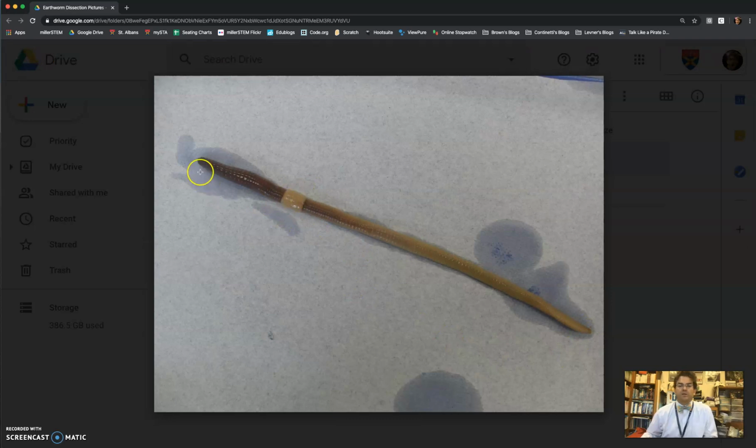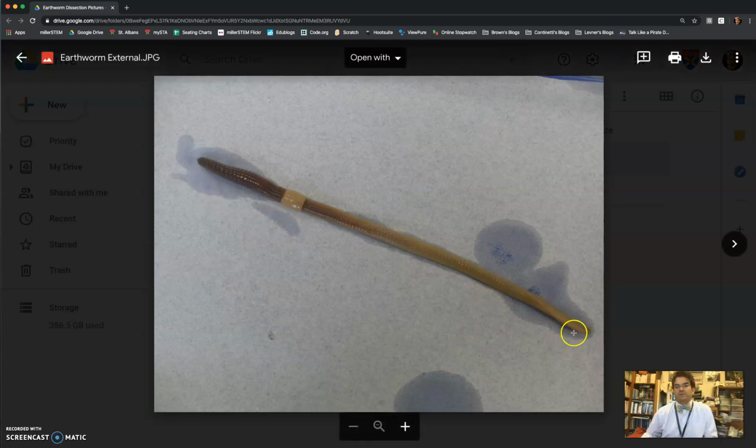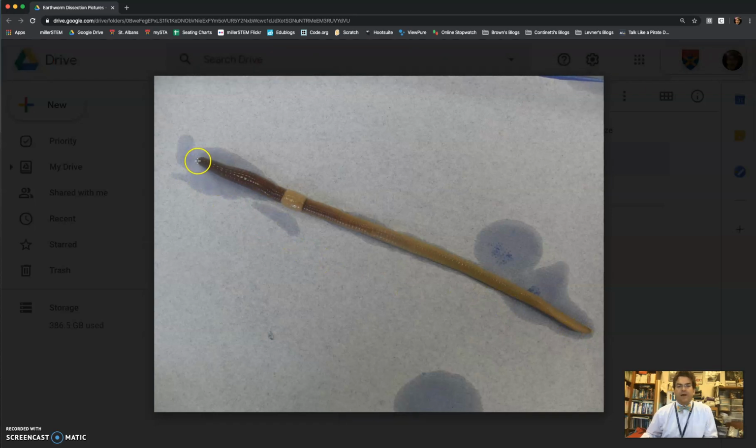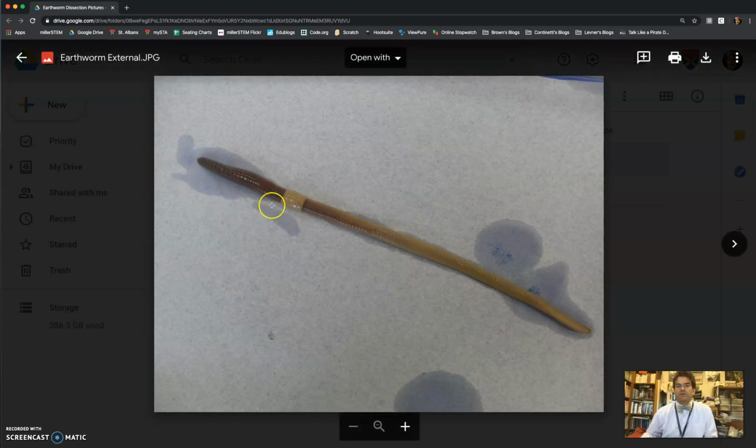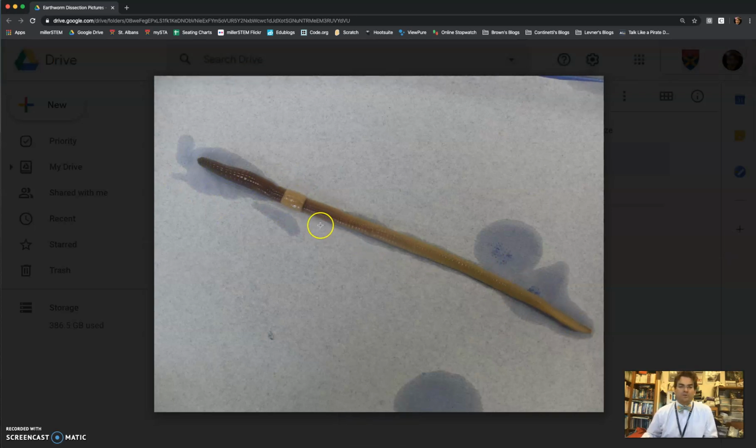The reason that we know that this is the mouth and this is the anus is that the mouth is always closest to the clitellum. So mouth, clitellum, and anus. We also, during the lab, felt the setae, but you do not need to label them on this picture because they were so microscopic you could not see them with the naked eye.